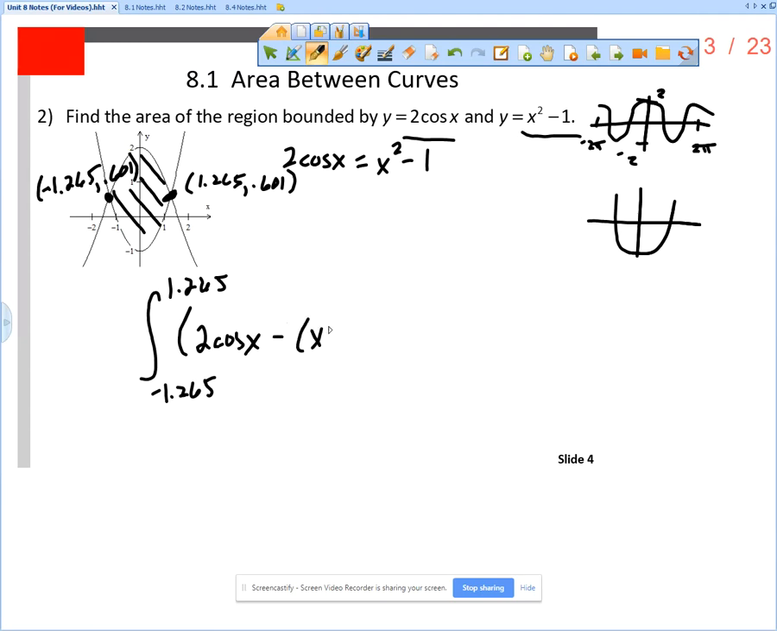But remember, you have to use parentheses around the x squared minus 1 because you're subtracting the whole function. All right, so now you're going to integrate that with respect to x. Now, let's think about this. You already had to use your calculator to get the points of intersection, right? Now, you could integrate 2 cosine x. You could integrate the x squared minus 1. But in order to evaluate this, you'd have to use your calculator to plug in the 1.265 and the -1.265 anyway.